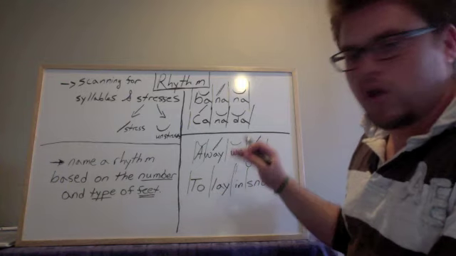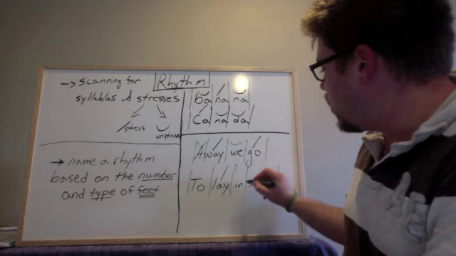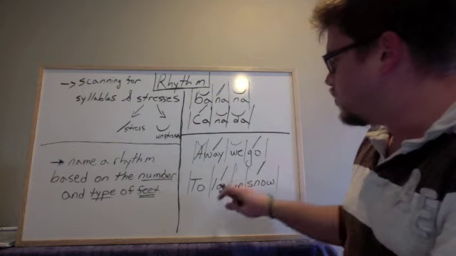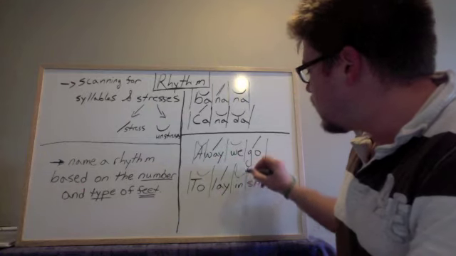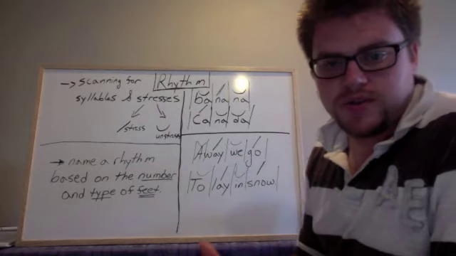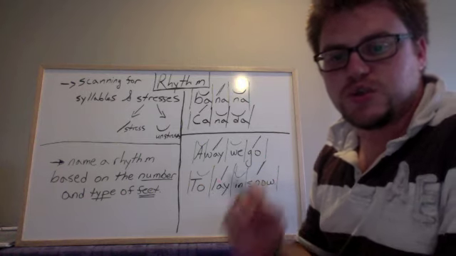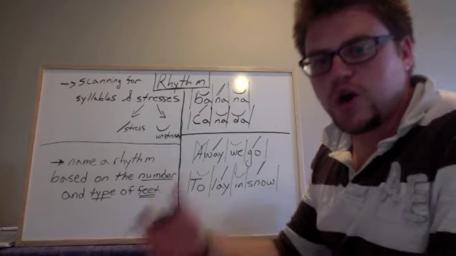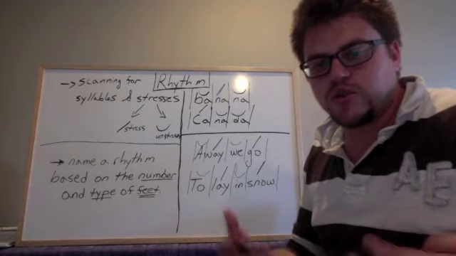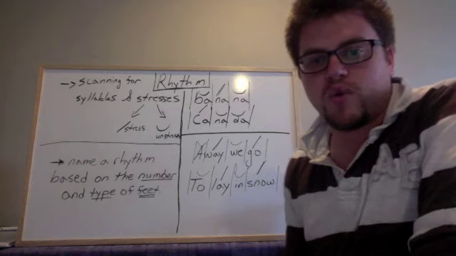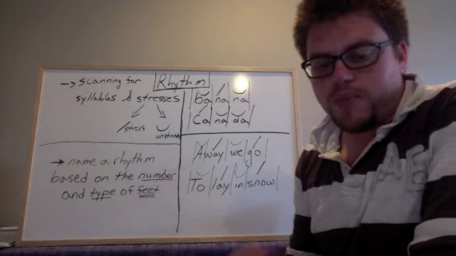The same we're going to see in the second line. It's going to follow the exact same pattern as the first one. To LAY in SNOW. And the other two syllables are also unstressed. It's not TO lay IN snow, it's to LAY in SNOW. Away we go to lay in snow. I hope you can actually hear that rhythm as you're reading it, because being able to hear a rhythm becomes much more important than being able to name it.